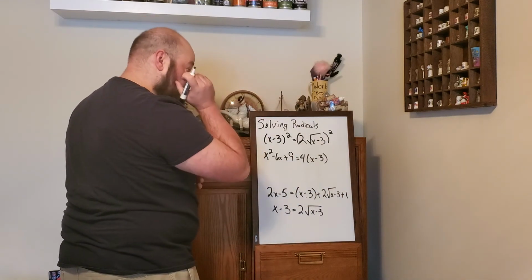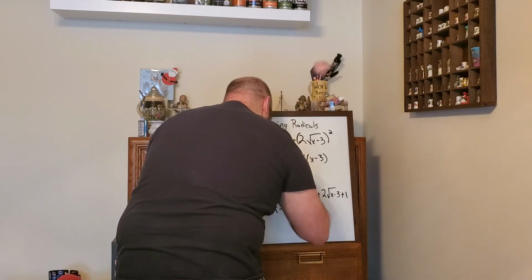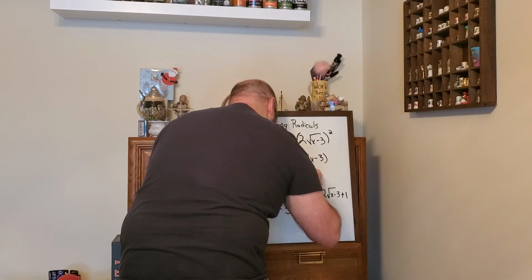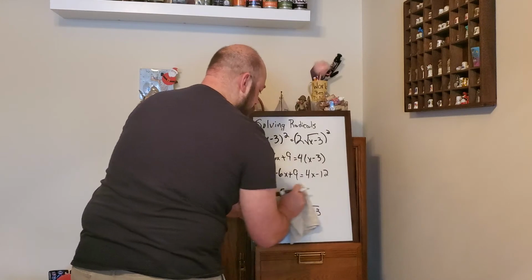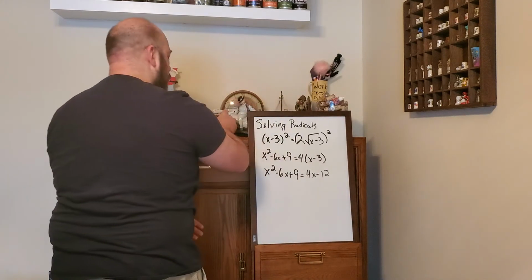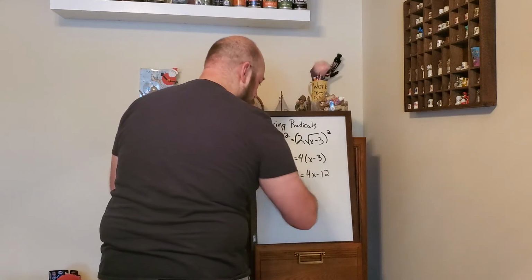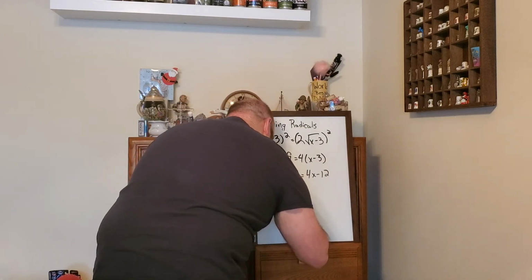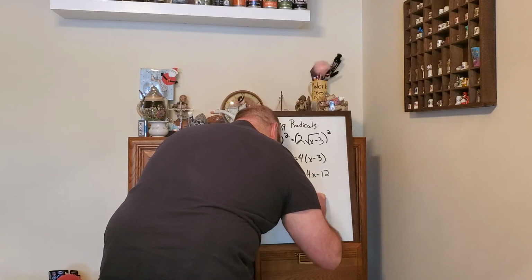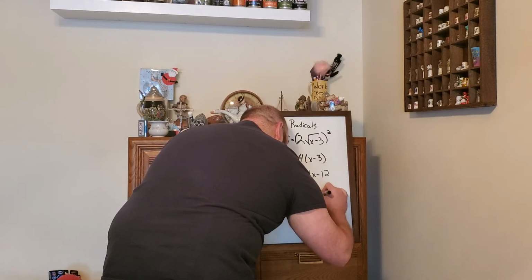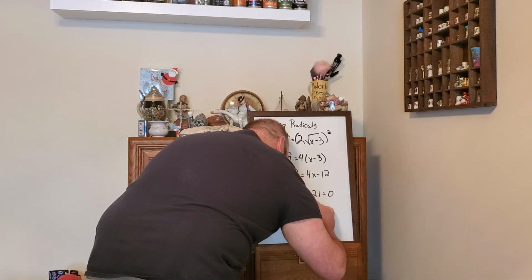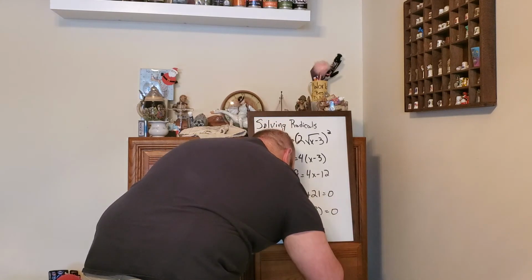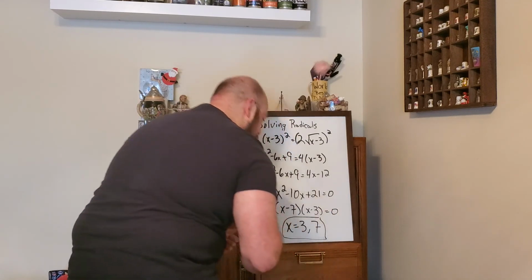So we go ahead and multiply this out. It's going to give me x squared minus 6x plus 9, and then that's going to be equal to 4x minus 12. Now, to finish out this problem, we're going to get everything to the left-hand side and factor. So I'm going to subtract the 4x, and I'm going to add the 12. That's going to give me x squared minus 10x plus 21, and that's going to equal 0. When we factor this, it's going to be x minus 7 times x minus 3 equals 0. And therefore, we're going to get x is equal to 3 and 7 when we set those equal to 0.